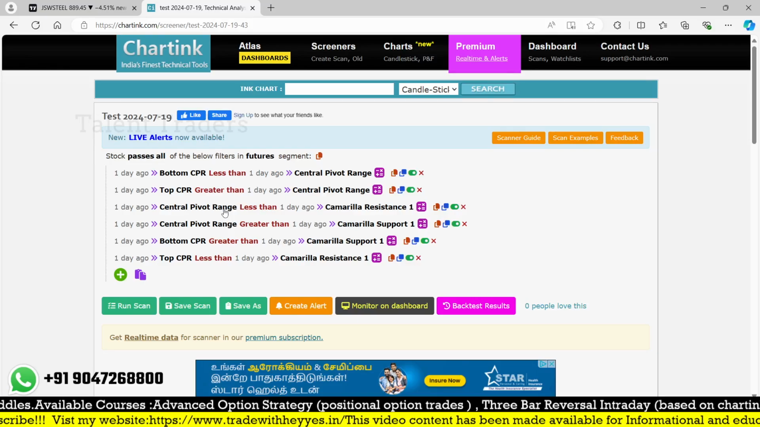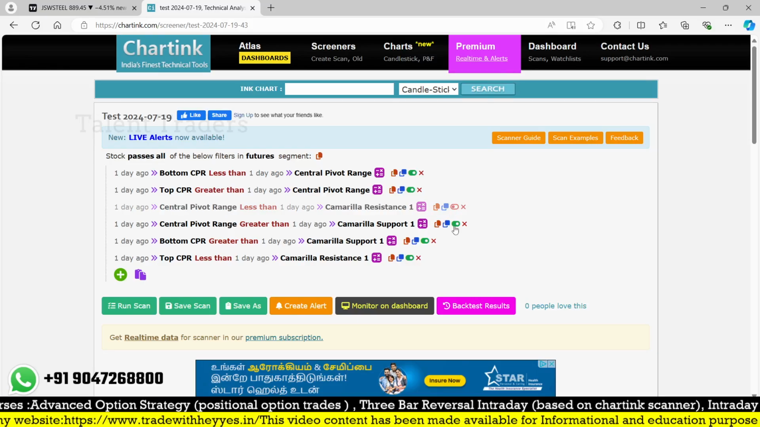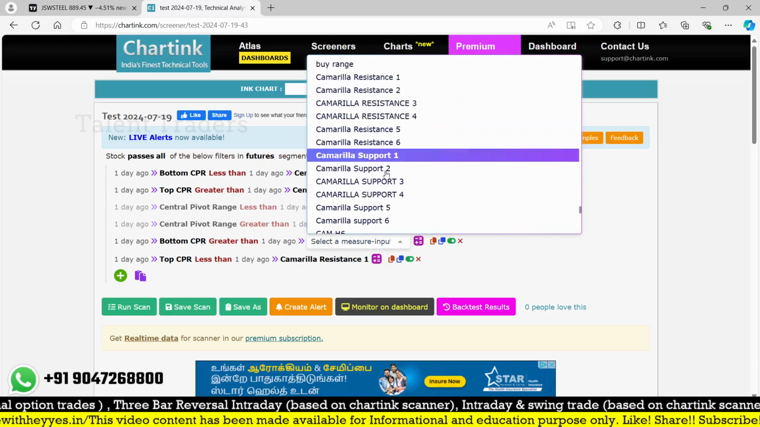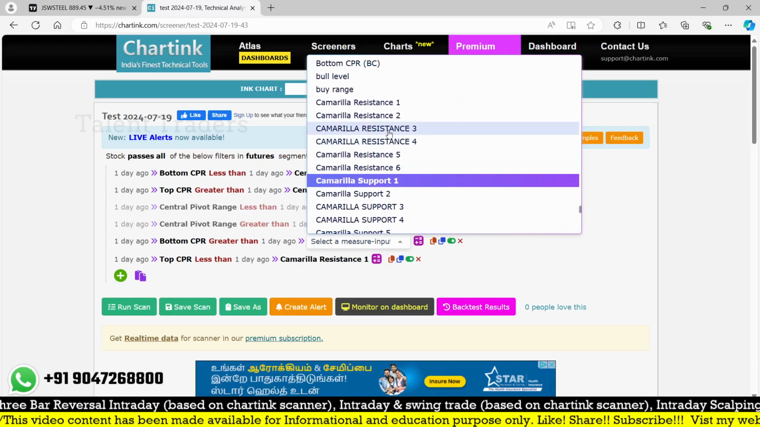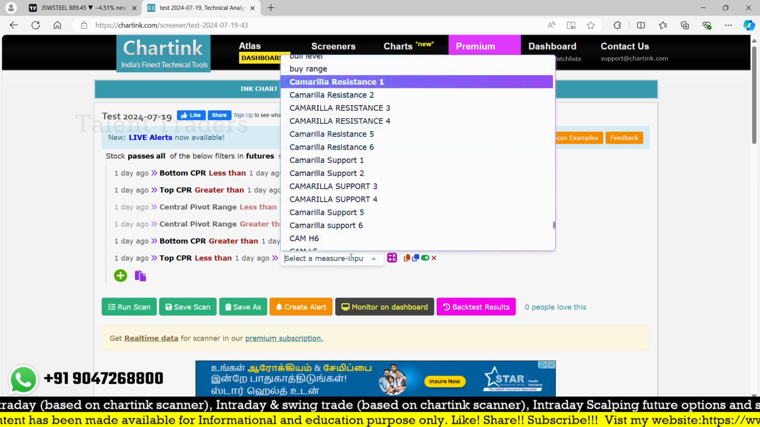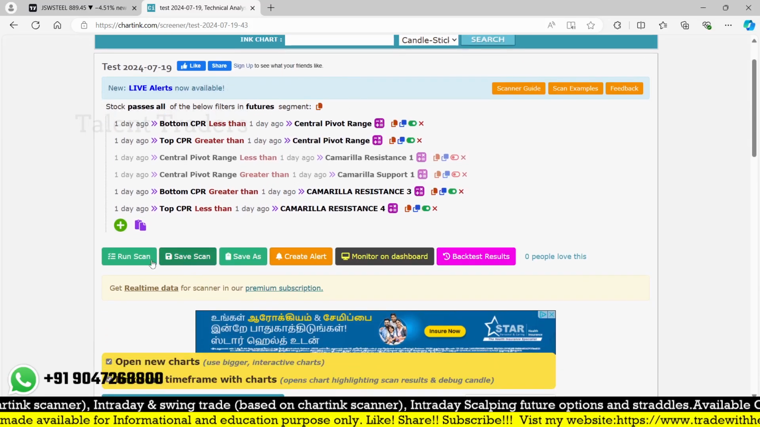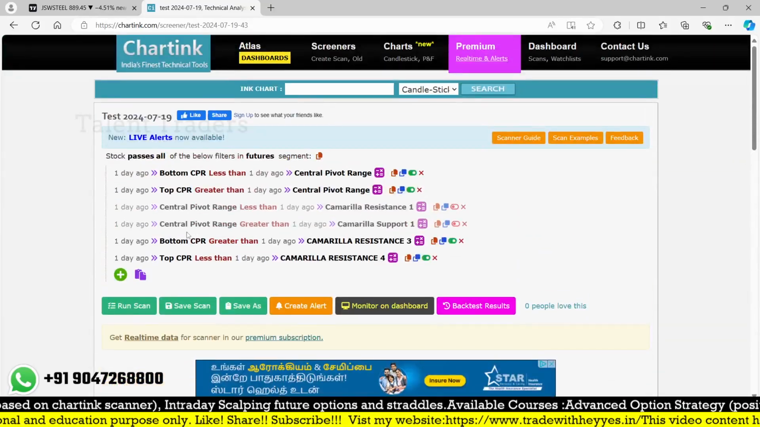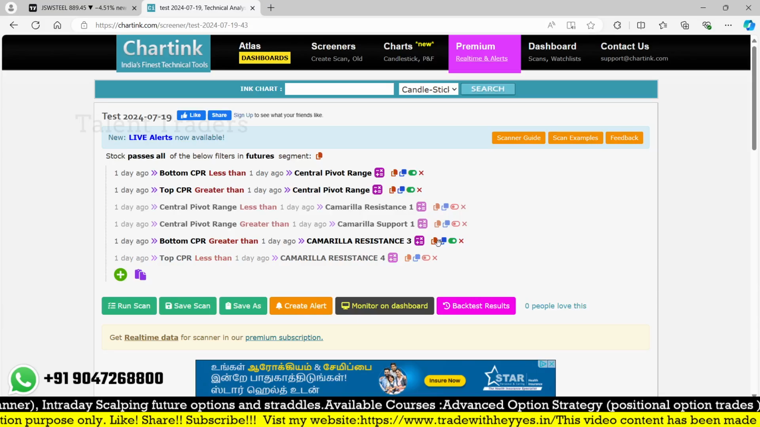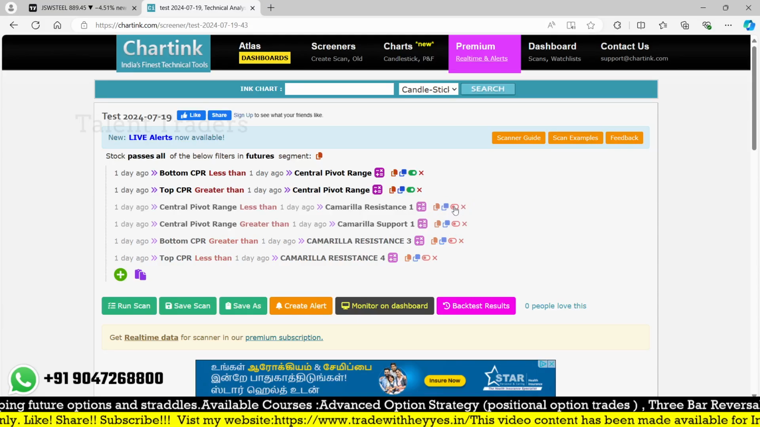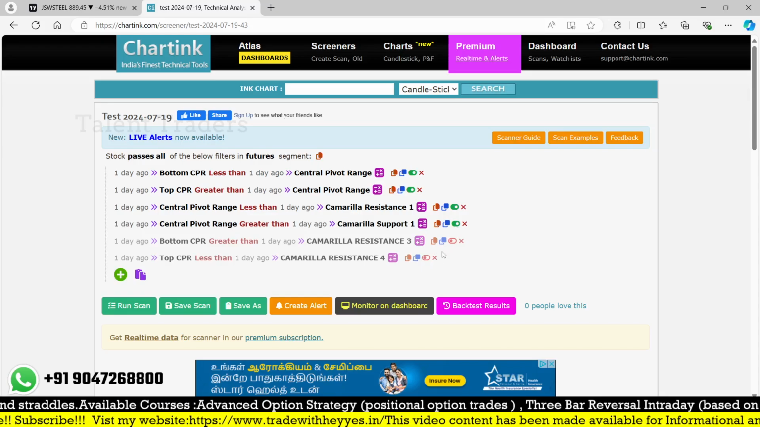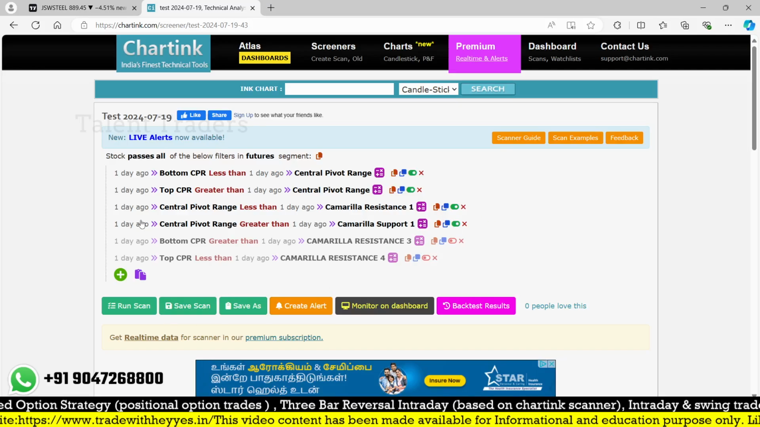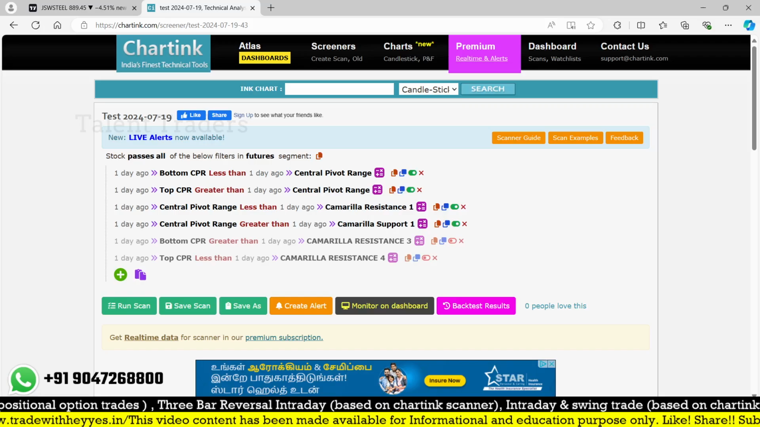We can use it in the R1 to R2 level also. Maybe if you add this, we can find out. So this level should be in the R3 to R4. It must be greater than R3, and at the resistance level it may be trying for a trend reversal. That will be the next video, and I will explain it in detail. In the CPR, okay, this one is not. Maybe whether it is working or not. So this one, Camarilla, yeah, central pivot range greater than bottom CPR greater than.